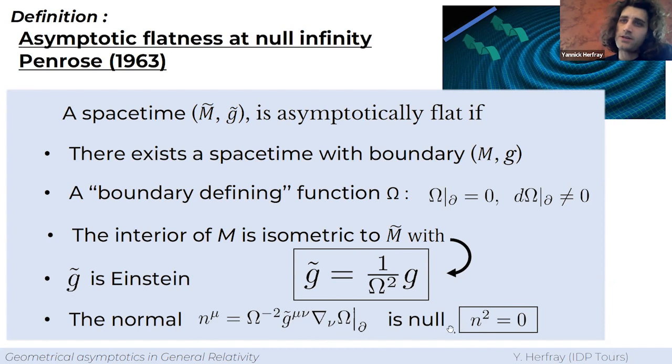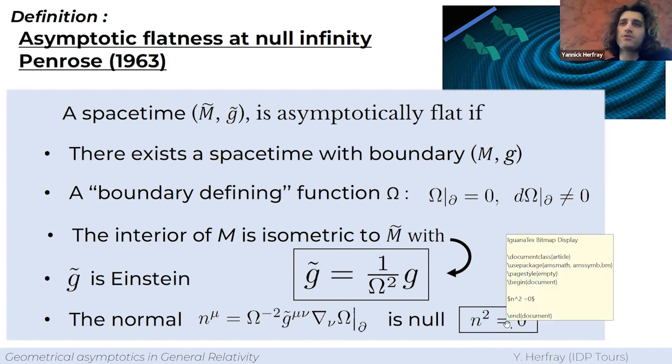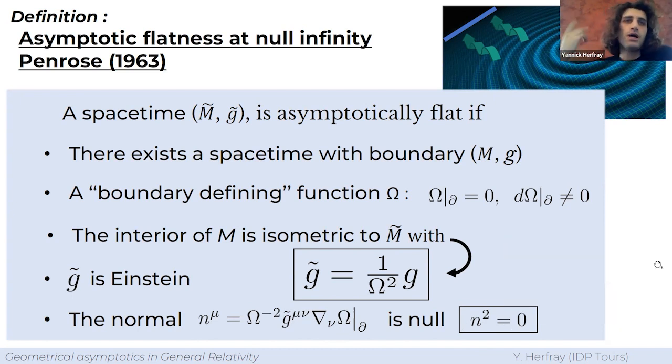And you can choose the sign of the normal. This is the only invariant. So it could be plus, minus, or zero. Plus or minus would give you asymptotically AdS, or asymptotically de Sitter spacetimes. But in this talk, I really care about asymptotic flatness. So I'm really going to restrict to the case where n squared equals zero.